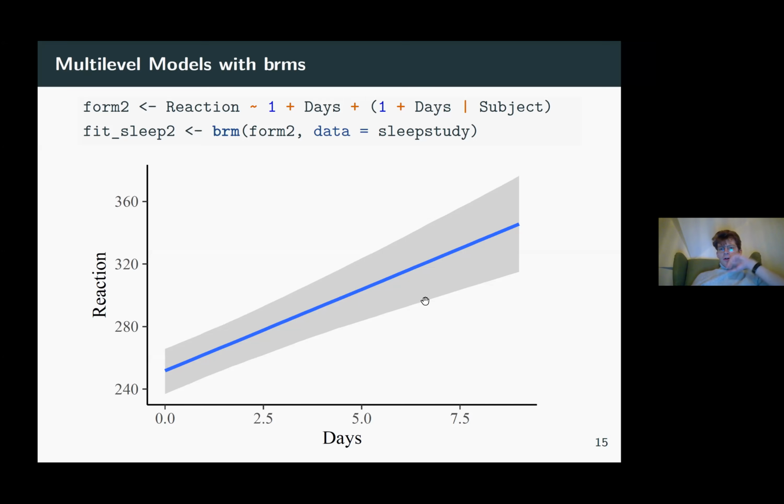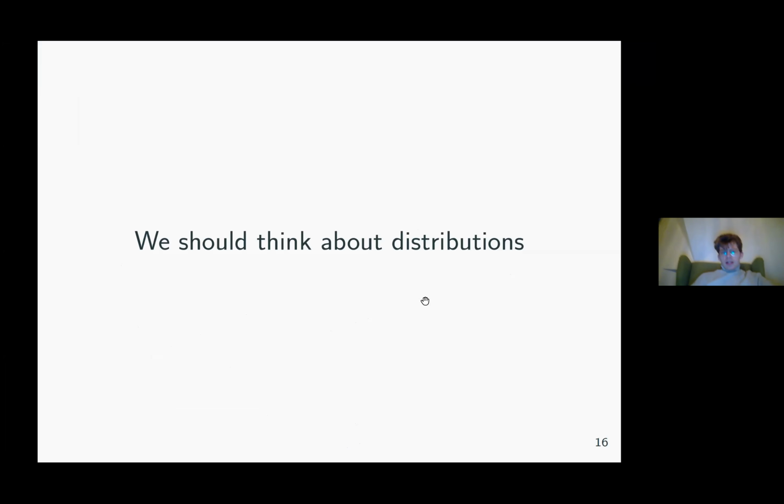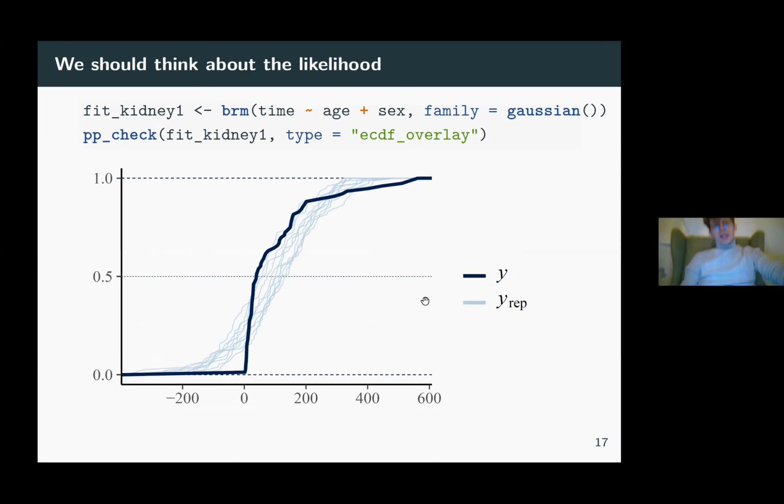Okay. So now that we have thought a little bit about data structure, let's think a little bit about distributions. So let's think about the distribution of the data first. We should think about the likelihood, in other words. So I'm using now another example, which is the kidney data set. The kidney data set is part of BRMS, and it contains data about the recurrence time of kidney infection in a couple of patients.